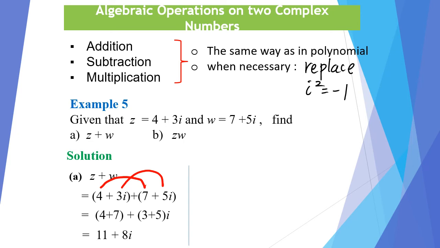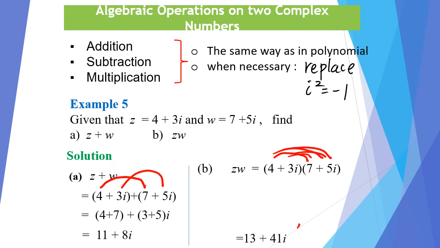So for question B, multiplication. zw. So z is 4 plus 3i multiplied with 7 plus 5i. You just need to expand as usual. So what we will have is 4 multiplied by 7, 3i multiplied by 7, 4 multiplied with 5i, 3i multiplied with 5i. I give you the answer here. You should try on your own.